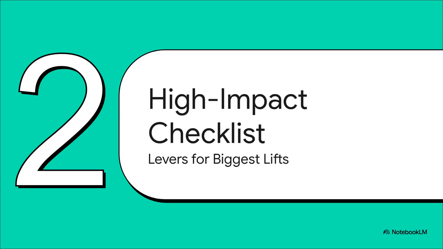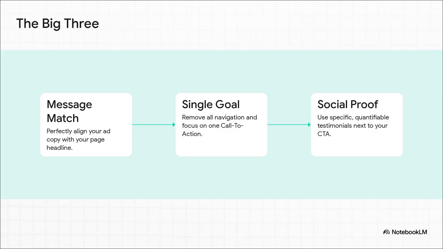All right, let's get to the good stuff. The core of this whole thing. We've put together a checklist of optimization tactics. But here's the key. It's ranked by impact. This isn't just a list of best practices. This is your roadmap. It tells you exactly where to start to get the biggest results with the least amount of work. These right here, these are the big 3. Seriously, if you nail these 3 things, you are already way ahead of most of your competition. We're talking about message match, having a single, laser-focused goal, and using social proof the right way.